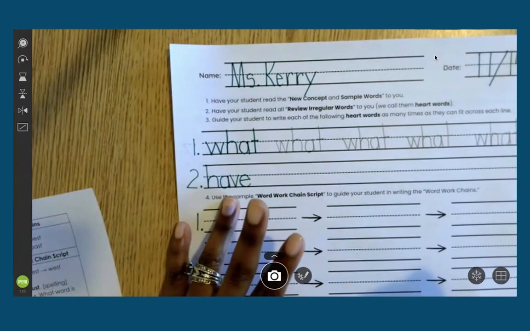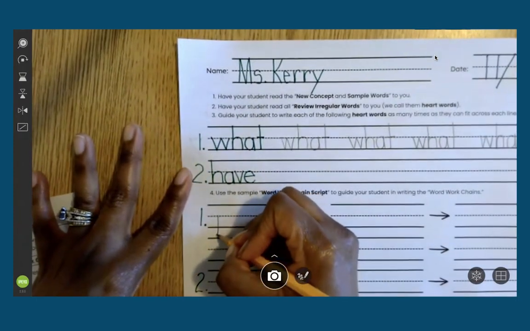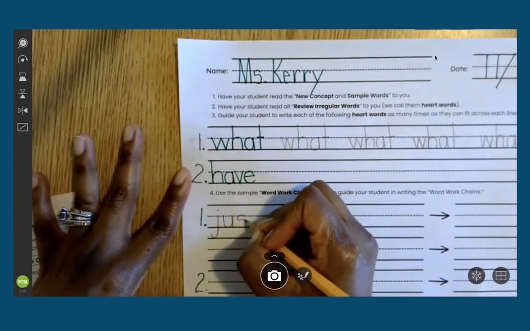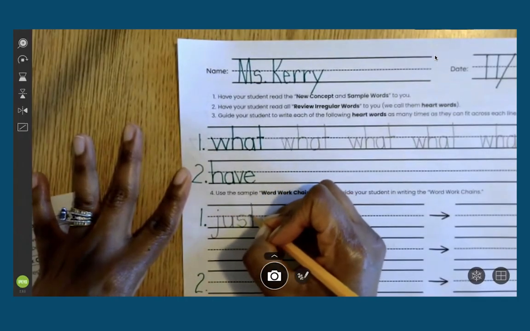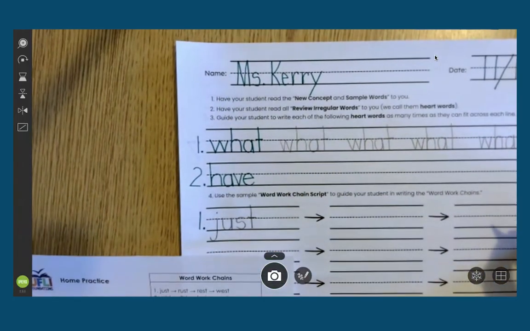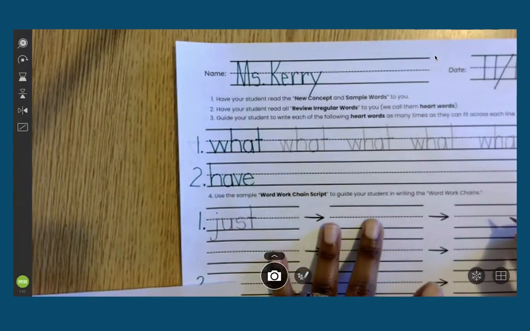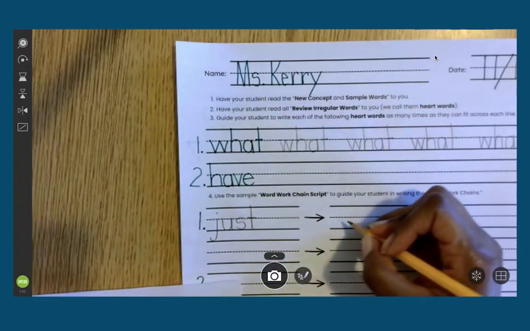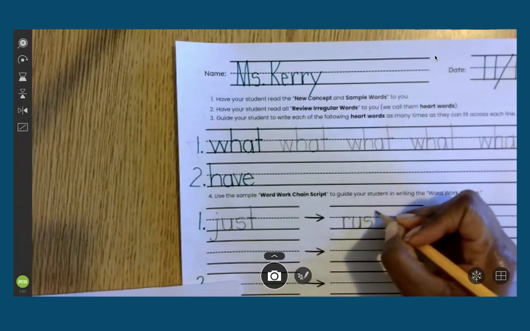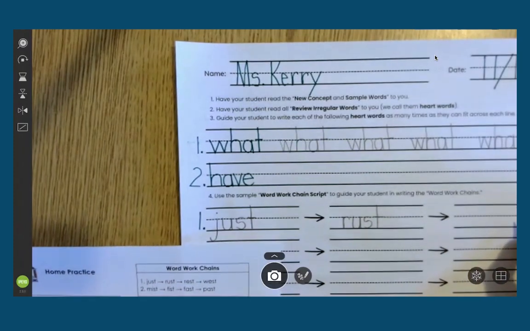J, s, t, just. J, s, t, just. Change just to rust. R, s, t, rust. R, s, t, rust. Change rust to rest.